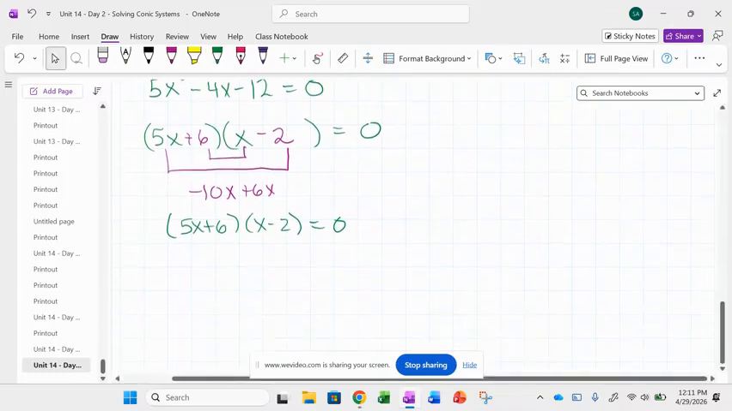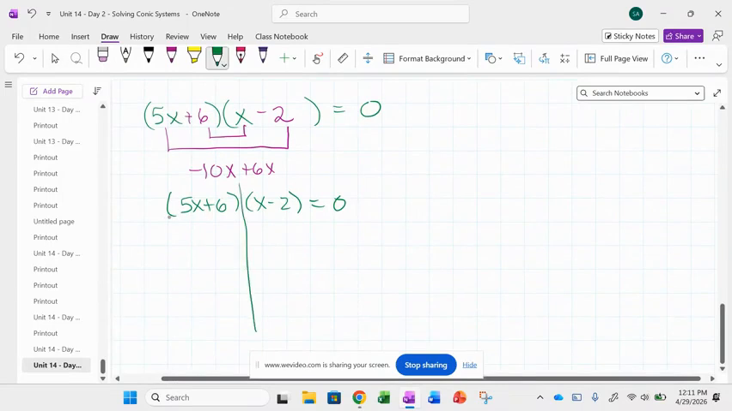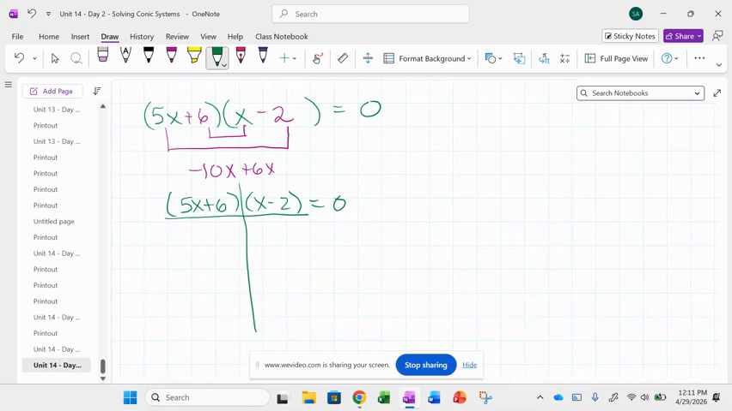No, you're cutting my flow. One second. Now we're going to solve for x. Just let me solve and then you can ask me, okay? 5x plus 6 equals 0, so x will equal negative 6 over 5. And then this one, x minus 2 equals 0, so x equals 2. Yes, Rika?